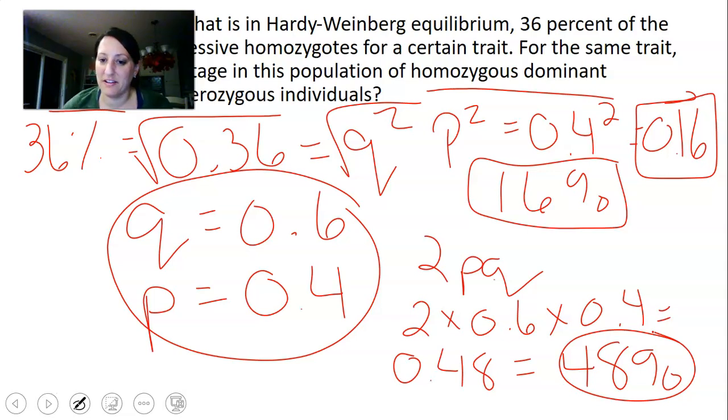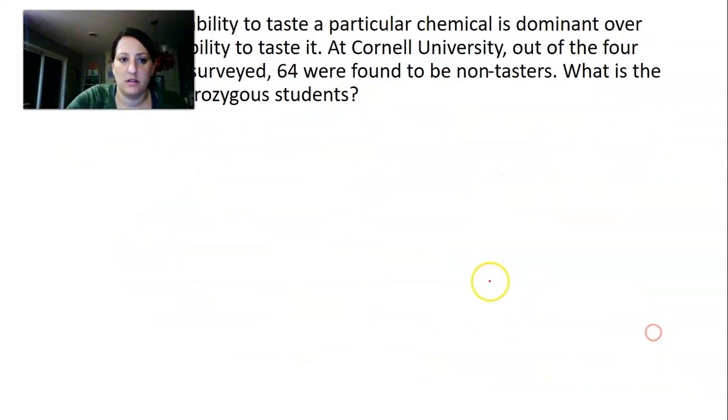Yeah, my calculator's playing tricks on me. So yeah, 48 plus 16 plus 36 equals 100. So our math adds up there. Okay, so that was question number 5. So let me move myself back to the question.